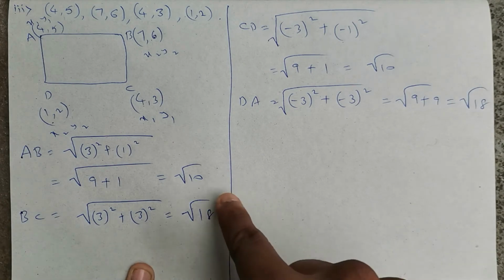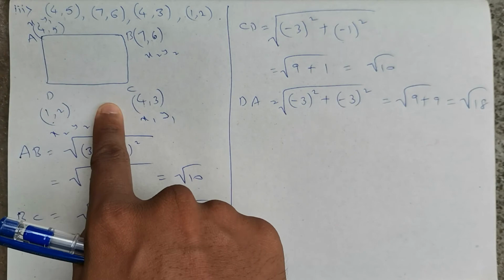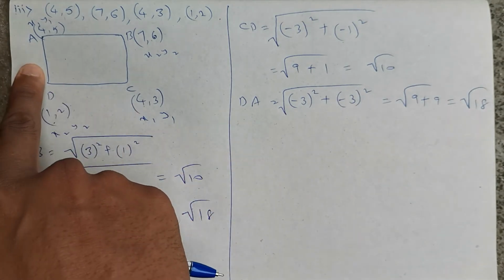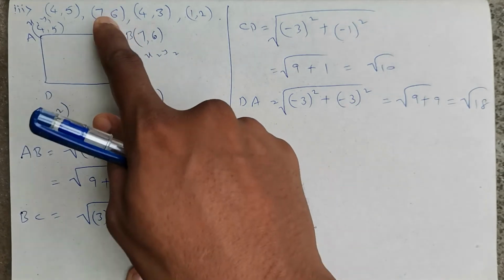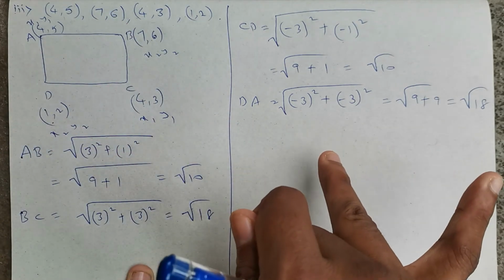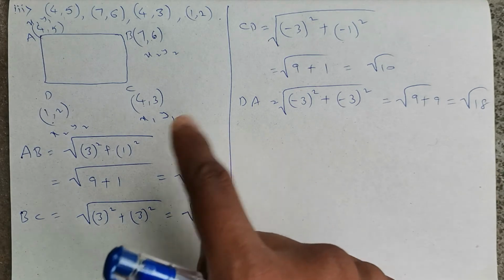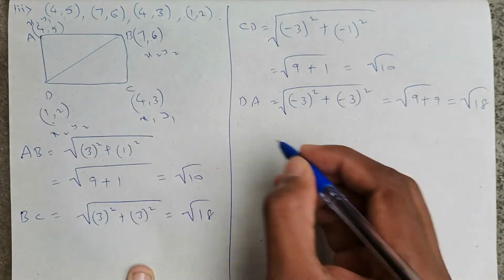So here AB value is root 10 as well as CD is root 10. AB and CD both are the same. AD value is root 18, BC value is root 18. Here also both the values are equal. Opposite sides are equal to each other. So it may be a parallelogram or it may be a rectangle. Then let us find the diagonals also. First I am finding BD distance.